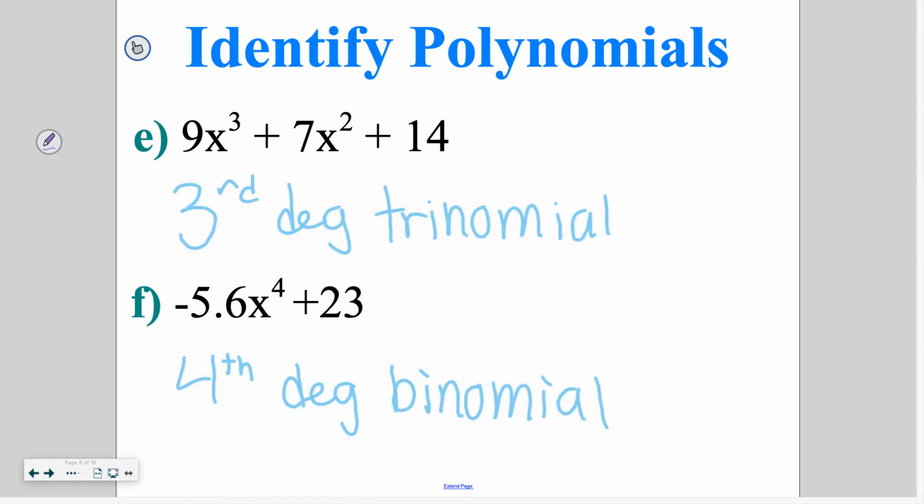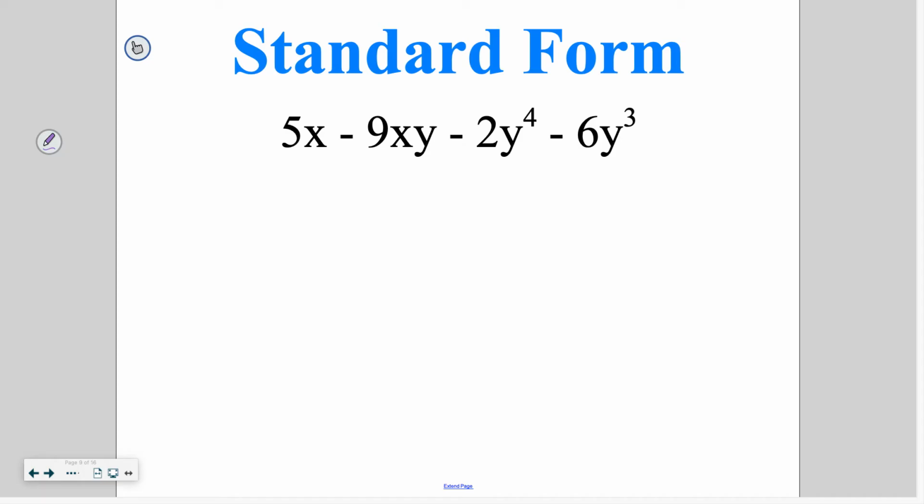We've got a 3rd degree trinomial up top and a 4th degree binomial on the bottom. Next thing we're going to talk about is putting these polynomials into standard form. In order to do that, the first thing we need to do is identify the degree of each individual monomial. So if I'm looking at the first one, my degree here is 1 because the exponent is 1. The degree of the second one here is 1 and 1, giving me 2. Then we've got a degree of 4 and a degree of 3.